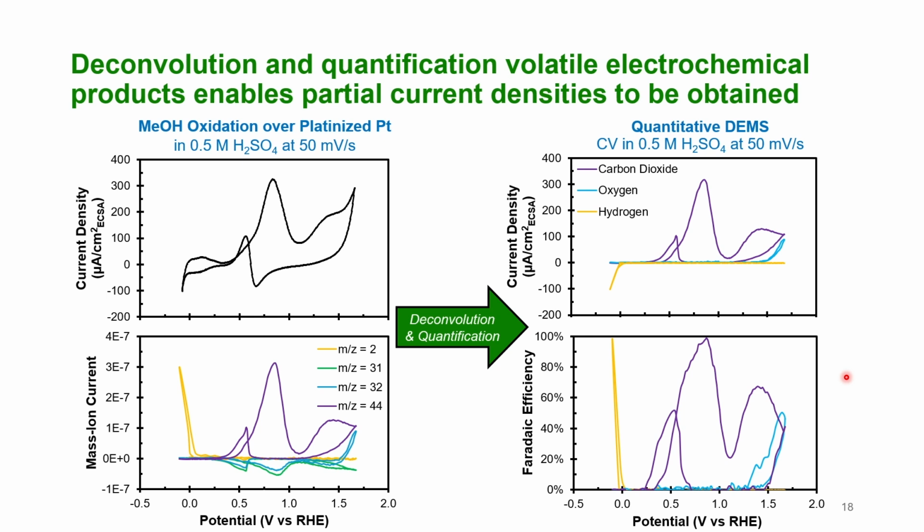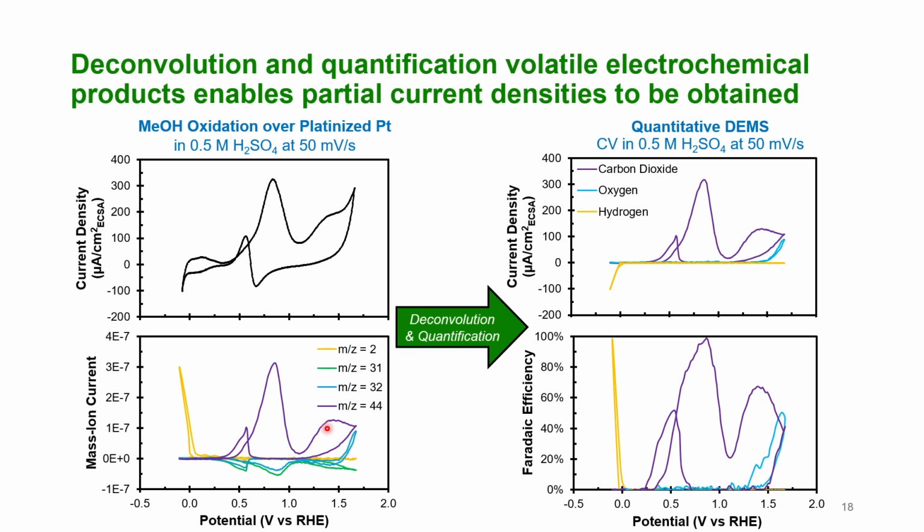So now that we have calibrated the species of interest, we can actually understand these partial current densities and how much of this current response is actually going towards products that we're interested in. On the left here we have our methanol oxidation over platinum, this is the electrochemistry, and this is the corresponding mass spectrometry, where we're monitoring mass ion currents 2, which is hydrogen, 31, which is the consumption of methanol, 32, which is the convolution of the consumption of methanol but the production of oxygen, and the M/Z 44 signal, which corresponds to the production of carbon dioxide.